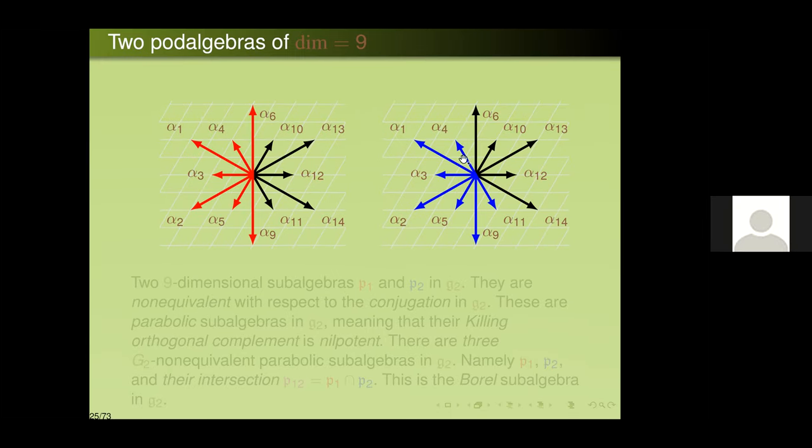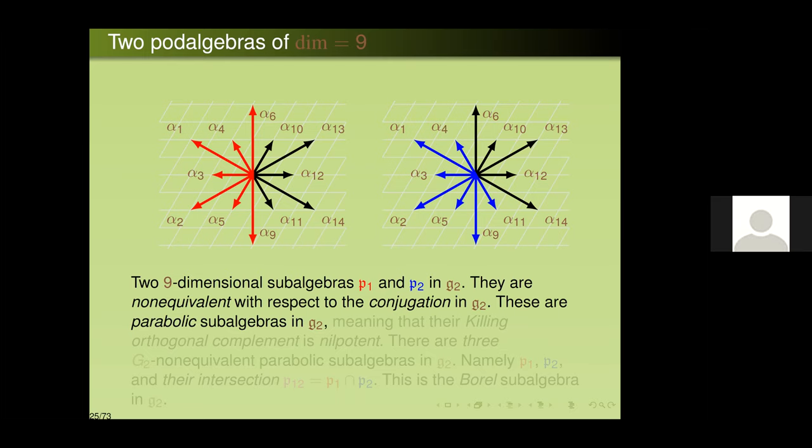And here is another one. It's quite different because, as you see, here the first things adjacent to the black ones consist of long roots, and here of the blue roots. So there are at least two quite different nine-dimensional subalgebras in G2. I call them P1 and P2. And from the picture it's visible that they are quite different. And actually you can prove that they are non-equivalent with respect to conjugation in G2. These subalgebras in the simple Lie algebra G2, this red one here and the blue one here, are actually a particular kind of subalgebra. They are called parabolic subalgebras in G2.